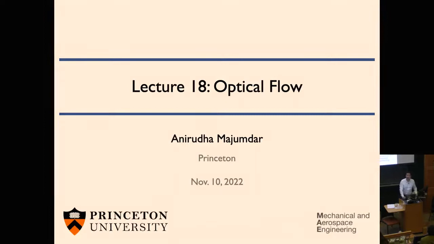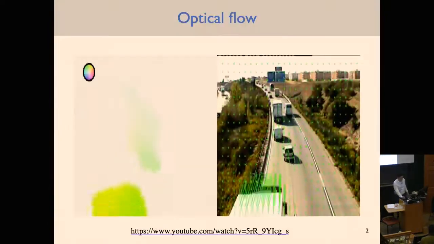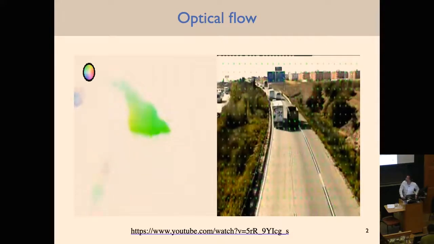So the plan for today, as I mentioned in the previous lecture, is to spend the whole lecture talking about optical flow. This is one particular problem in computer vision that has particular relevance to robotics, as I'll explain in a bit. So here's what we mean by optical flow.